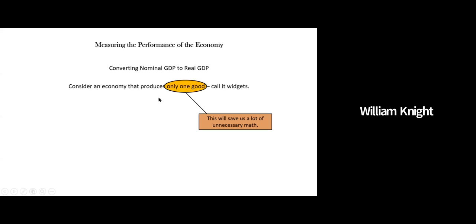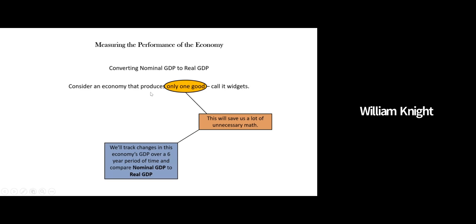So let's get into an exercise where we will be converting nominal GDP to real GDP. So we'll start by considering an economy that produces only one good. We'll call it widgets, doesn't matter what we call it. Now, this one good is going to save us a lot of unnecessary math, and I'll explain why in just a moment. So what we'll do, we will track the changes in this economy's GDP over a 6-year period of time and compare nominal GDP to real GDP and see which one more accurately reflects what's happening in the economy.